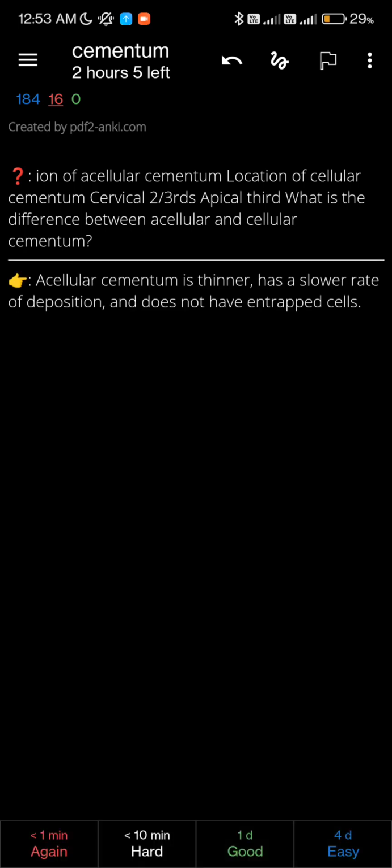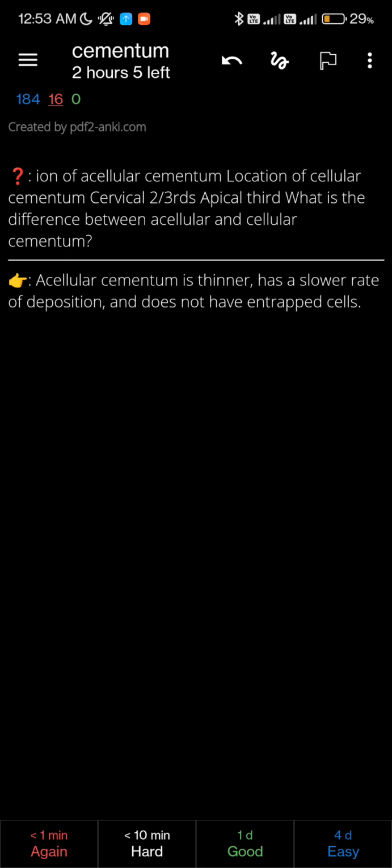What is the difference between cellular and acellular cementum? Cementocytes are present in cellular cementum, and intrinsic fibers are present. We have an alternate striated structure, alternate intensity and lightly stained lamellae.